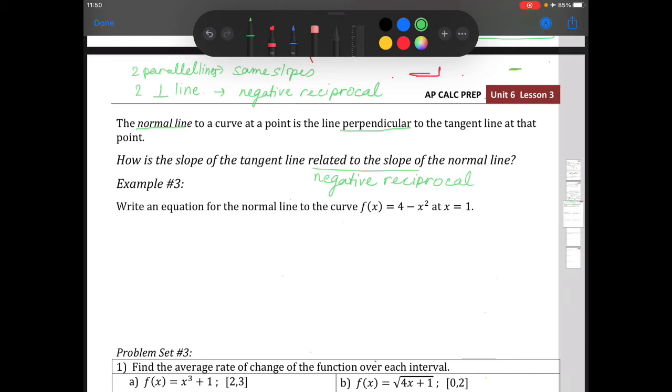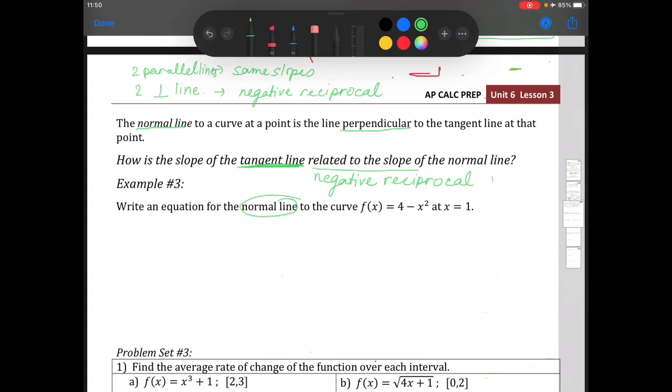Right? So now I want to find the equation of the normal line. It's the same idea. If I can find the slope of the tangent line, that'll help me find the slope of the normal line, and from that I can find my equation of the normal line.